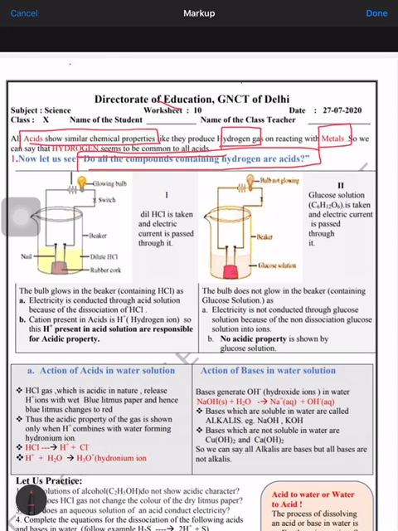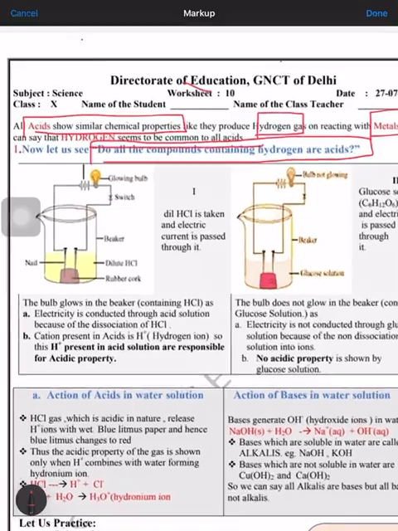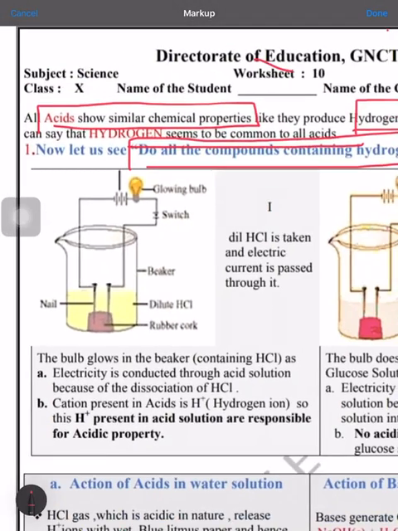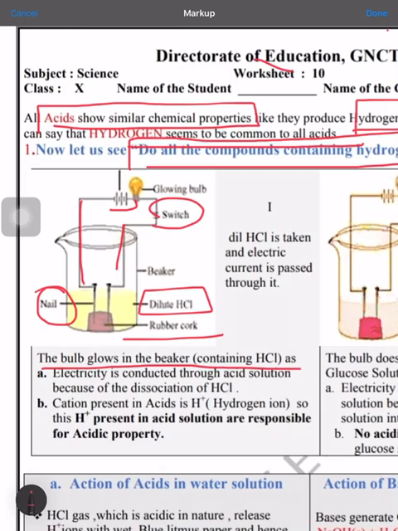For this we have taken an activity. You can see there is a beaker. In the beaker we have taken dilute HCl, and a rubber cork on which we have two pins. We have connected these pins with wires, and a switch, and we have placed a bulb and a battery. Now what will happen? The bulb glows in the beaker containing HCl. When we switch on, we see that the bulb is glowing.